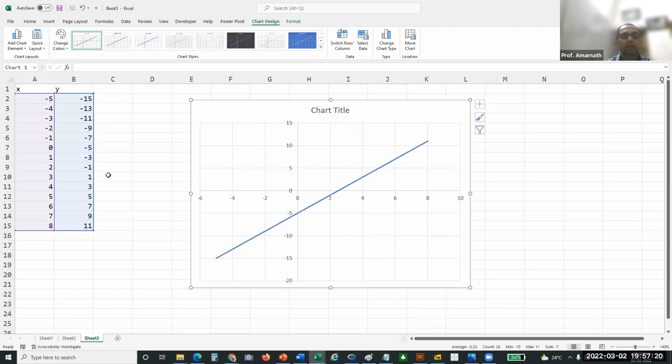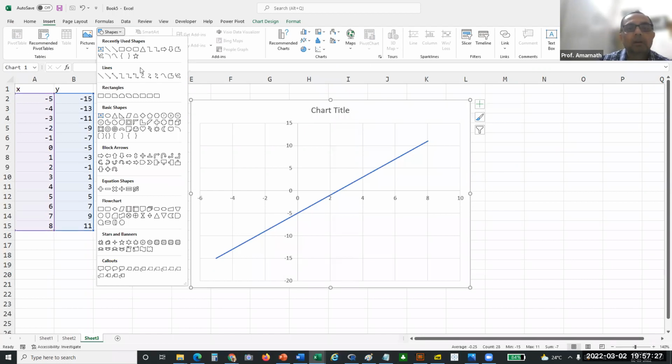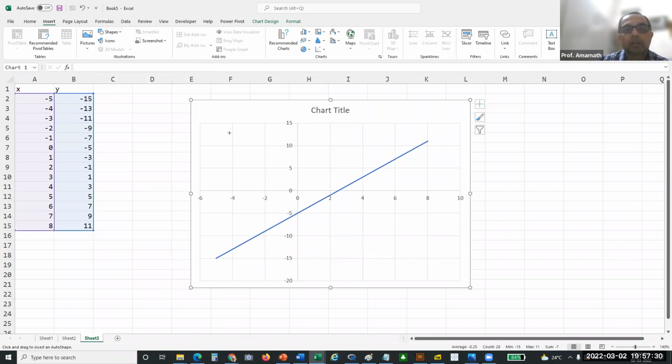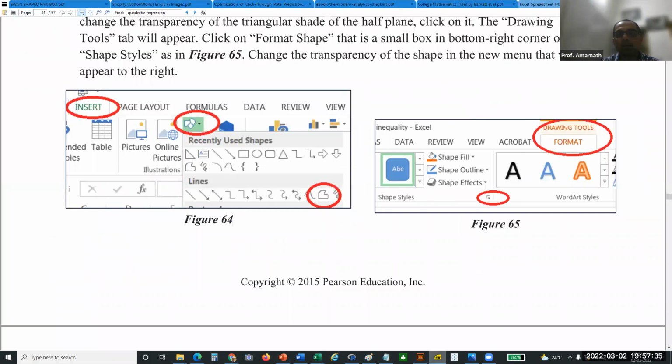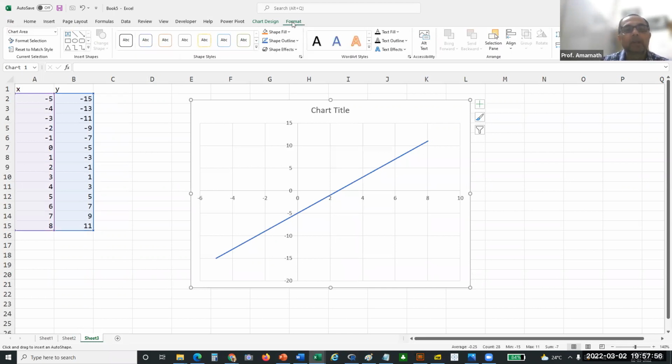Now I have the graph. Now I go to insert. Yes. Need to choose this one. Okay. What do what? You click on format shape, Professor. Okay, now only I do it. I have not selected it. Okay, will it allow me? Okay, it is allowing me.